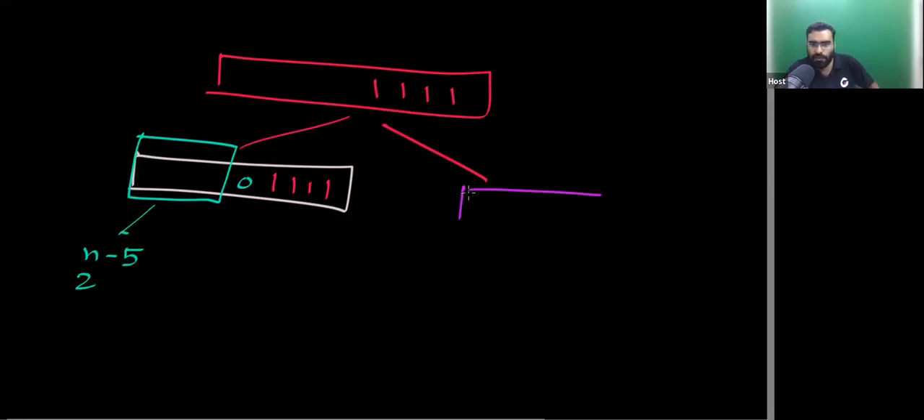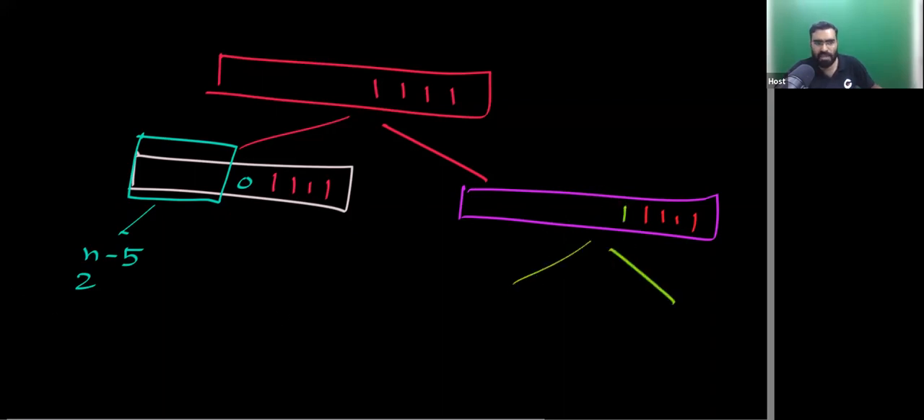But if you have another 1 here, with 4 ones already there, then again you will go. Here you will get 2 power n minus 6. But then again you will go, and you will get 2 power n minus 7. But then here again you will go.